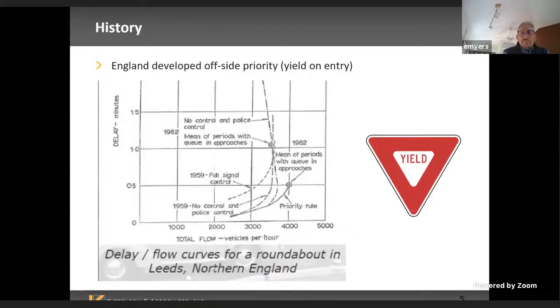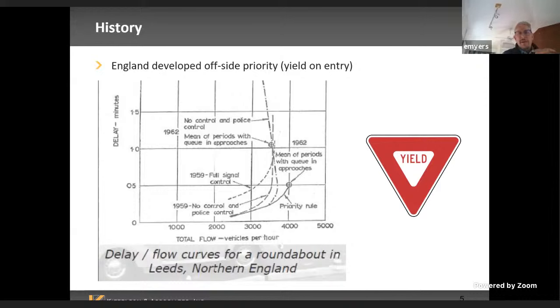What made us able to make the circles a lot smaller is that England developed the offside priority rule. This was developed, I believe, in 1966 or something like that, where prior to that, if you were in the circle, you had to yield to incoming traffic. And what happened was, because you're in the circle, if there's a lot of vehicles trying to enter in front of you, your stream of traffic would back up to the previous entry and exit point, and then the whole circle became gridlock.